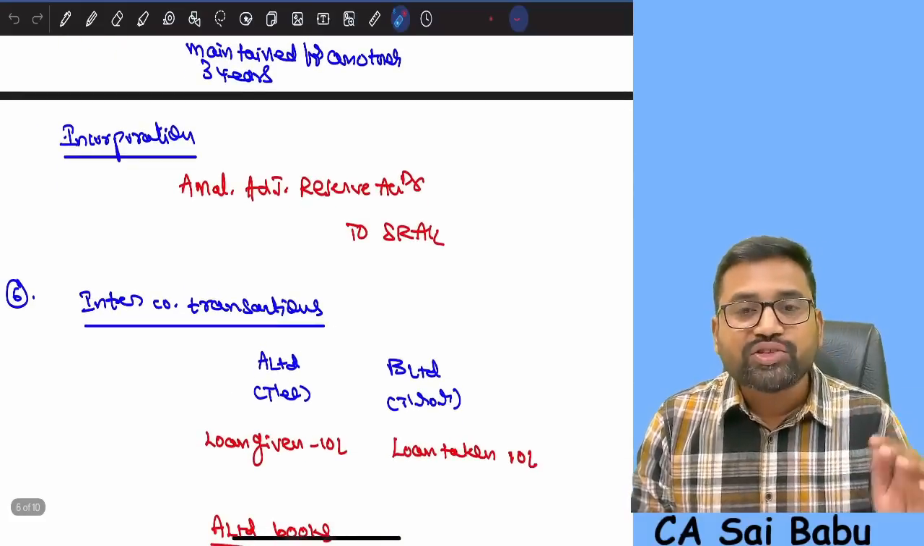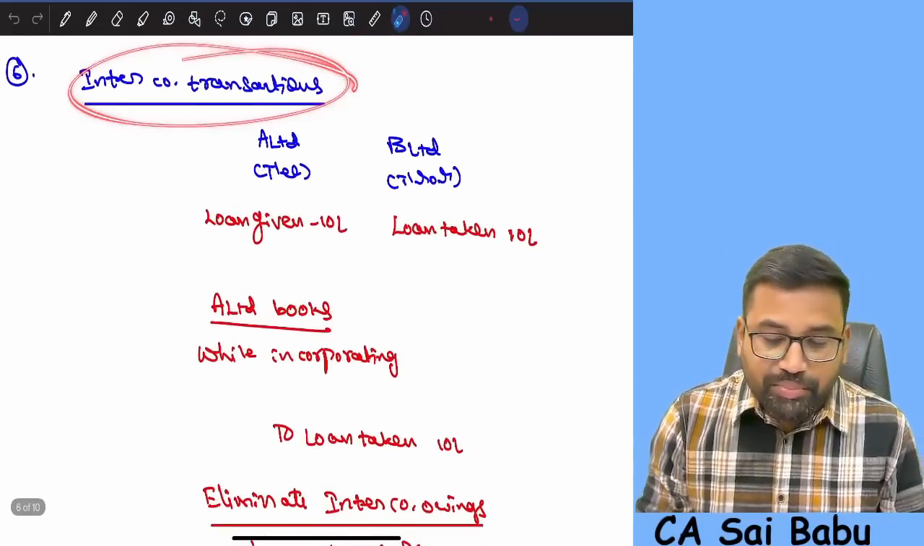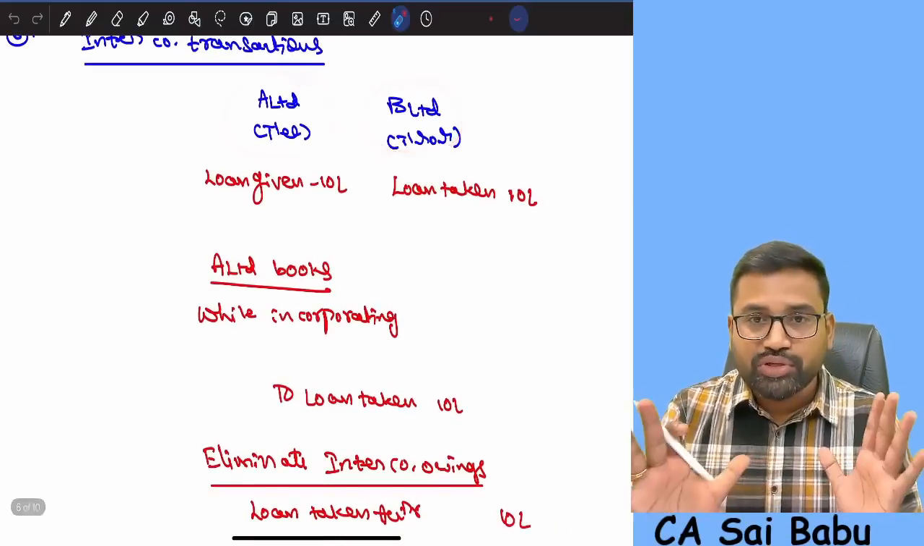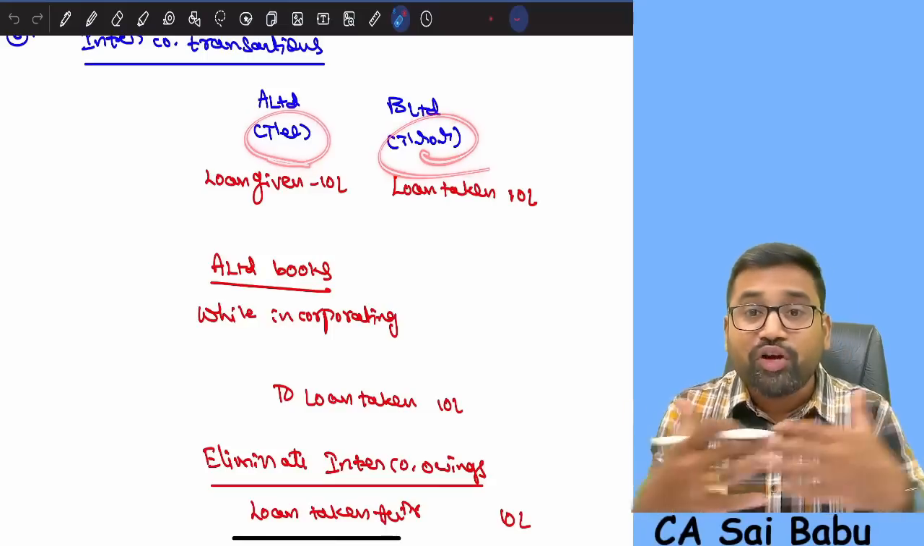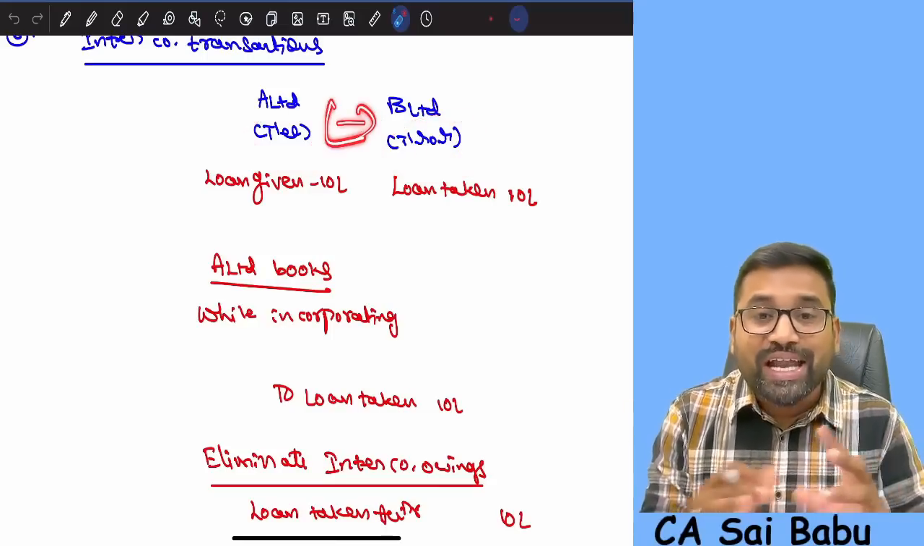And once the period is over, I will reverse this. Okay. And one more thing is intercompany transactions. Sir, between A Limited and B Limited, suppose, for example, transferee and transferor, before amalgamation there might be some transactions that happened, and there must be some mutual debts or owings.